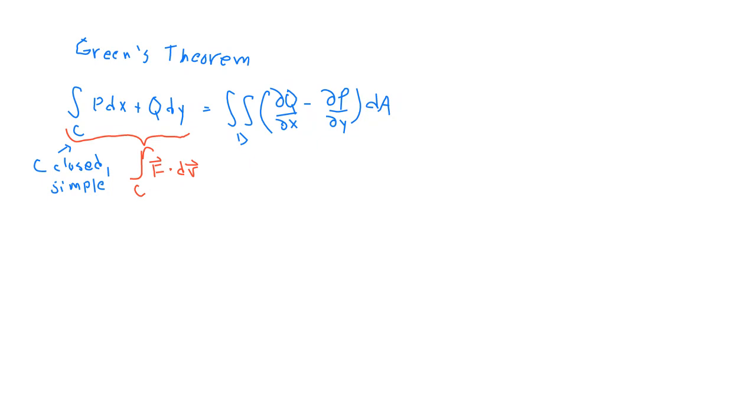Now, this is going to equal 0 if the partial derivative of Q with respect to X equals the partial derivative of P with respect to Y. And so that means that if this condition holds, the work is equal to 0, right? Because this here is work, W.